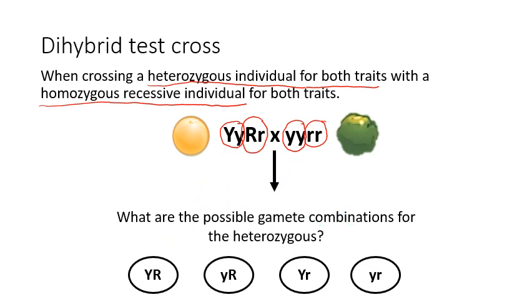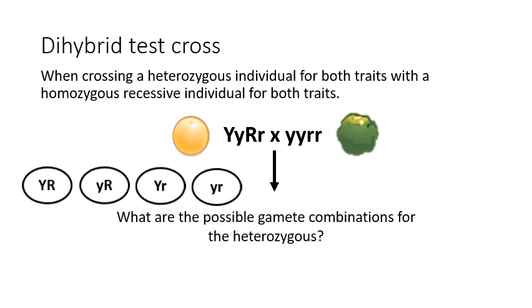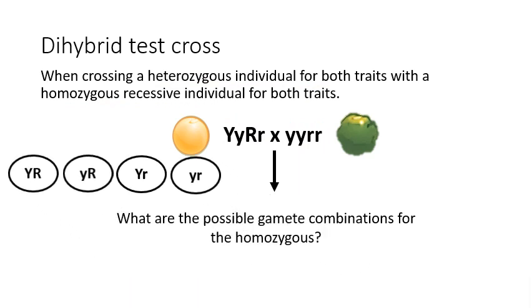If we were to look at our green wrinkled pea, what would the potential gamete combinations be for this homozygous recessive pea plant? Well, this pea can only really pass on one potential combination, and that combination is lowercase y, lowercase r. So instead of having four different combinations, those four combinations would be identical, and it can only pass on a lowercase y and a lowercase r.